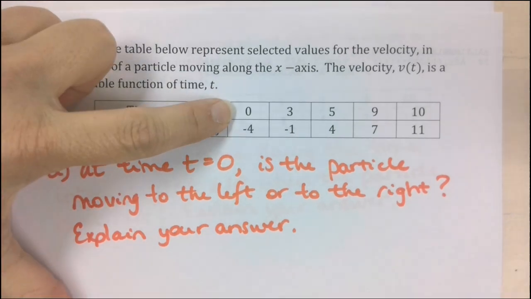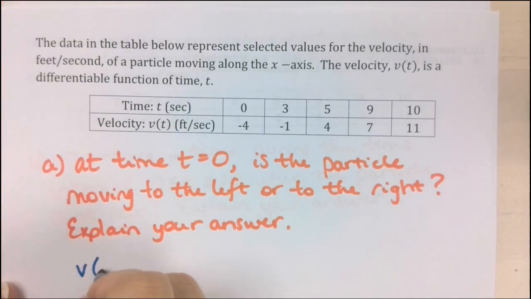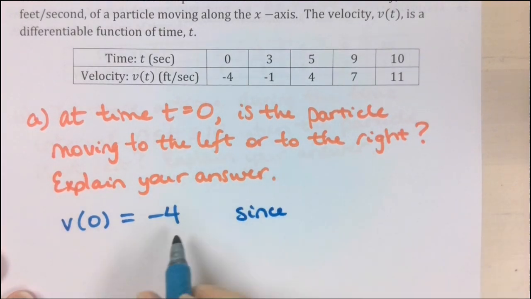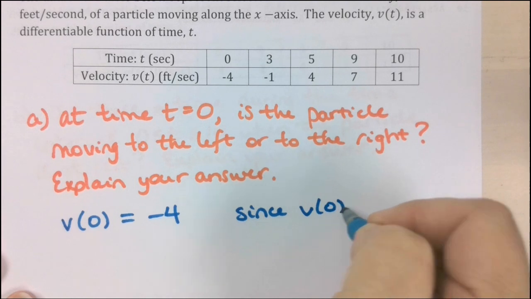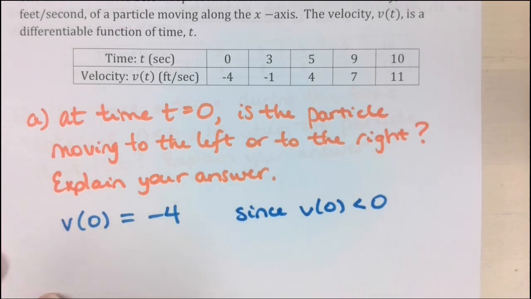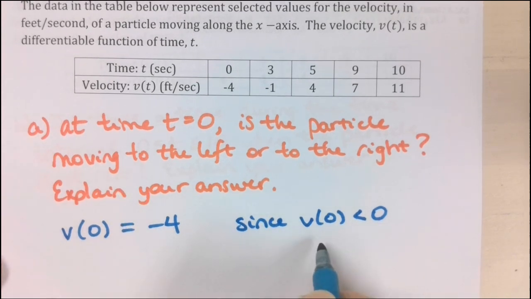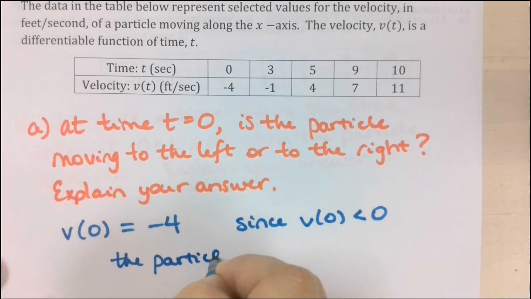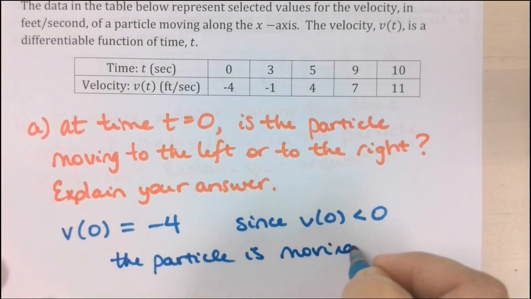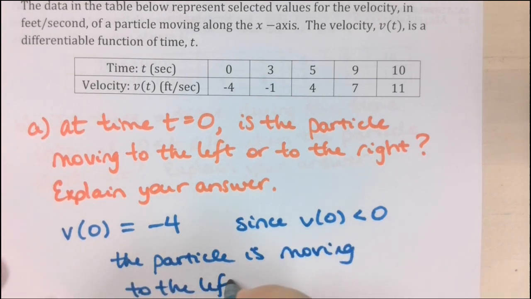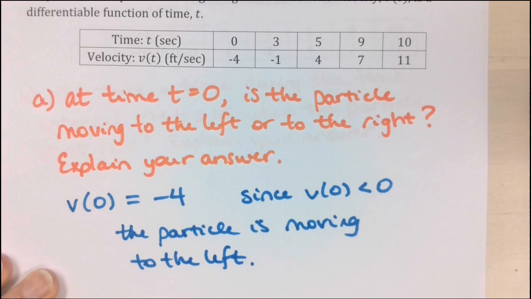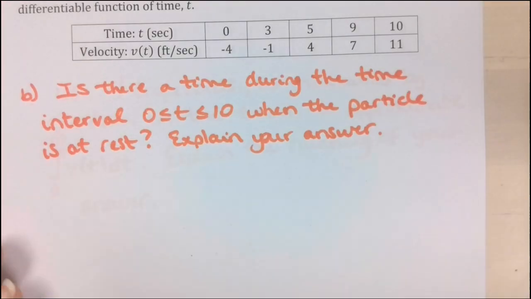So at time t equals 0, we can see v of 0 is equal to -4. And since this is negative, since v of 0 is less than 0, that tells me that my particle is moving in the negative direction. And in this case, we're moving on the x-axis, and so the particle is moving to the left. And to explain our answer, all we need is this statement here, that the velocity that we're looking at is less than 0. Let's look at another question here.